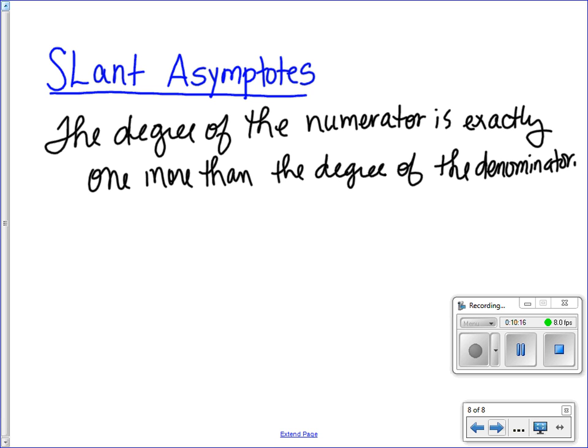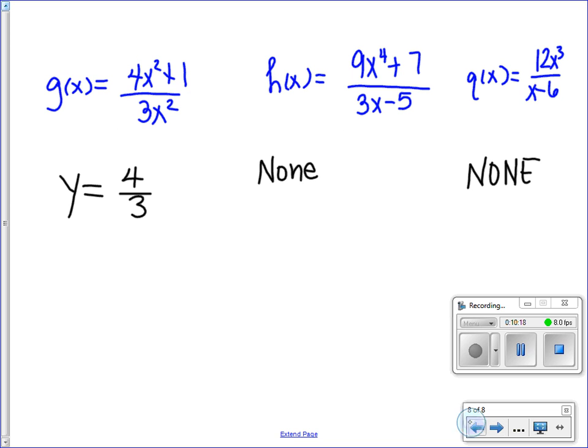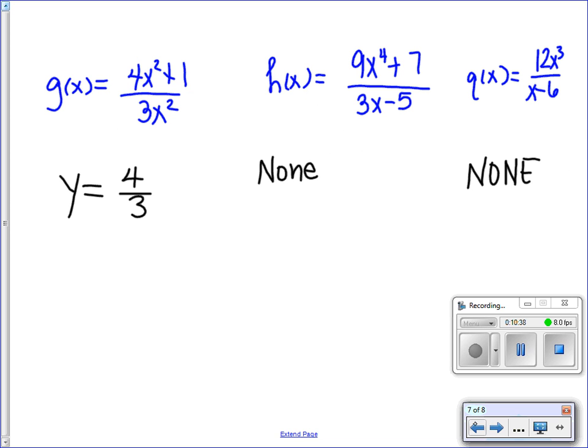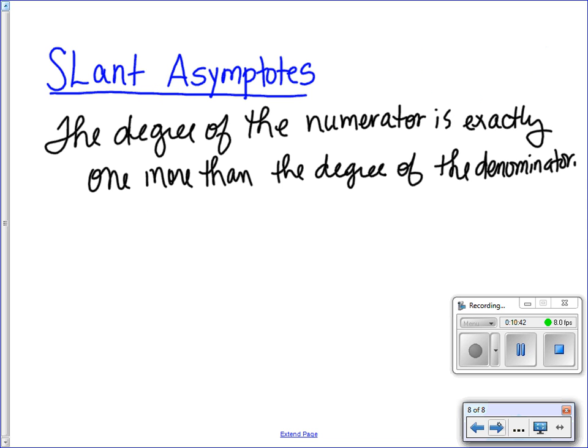Right. Remember, back here, when the numerator's degree is greater than the denominator's degree, we don't have a horizontal asymptote, okay? When it's exactly one more, you'll have a slant asymptote. Let's look at this. Do either of these have a slant asymptote? No, they do not.